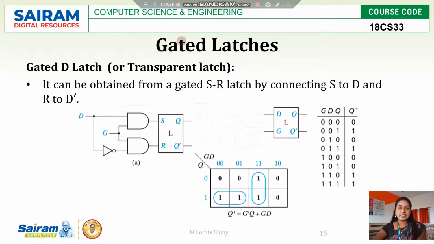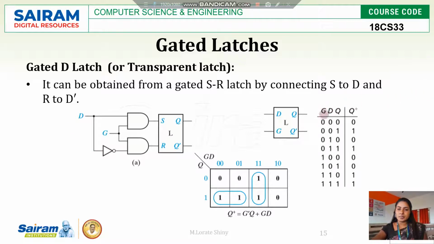Okay, then gated D latch. First I'll tell what is the property of the D latch. In a D latch there is only one input, that is D. If the input is 0, the output Q is also 0. If the input is 1, the output Q is also 1. Okay, it is made up of an SR latch. In that, D is connected with S, D bar is connected with R.